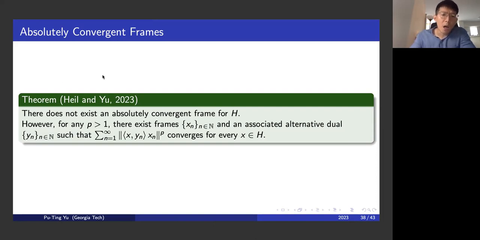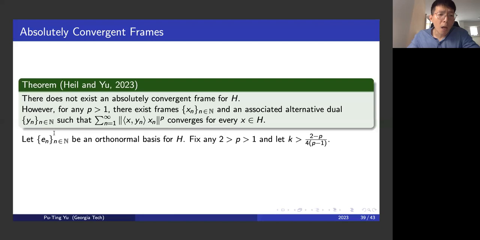And this result is sharp in the sense that for any p greater than 1, we can always find a frame x_n and an associated alternative dual y_n such that the l^p norm of the sequence of norm of x_n multiplied by the inner product of x and y_n converges for every x in H. So let me first give an example for the sharpness of this result.